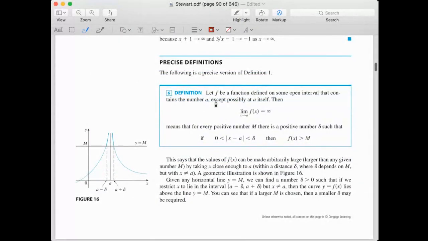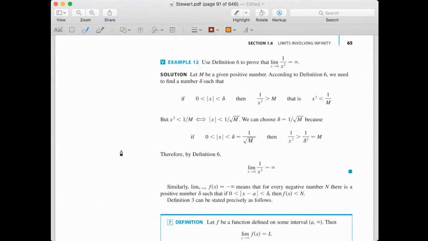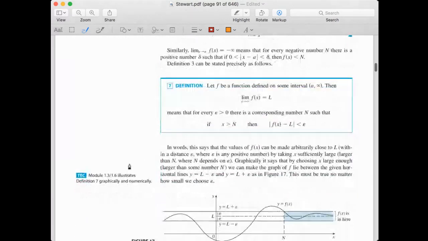Let's see these precise definitions. f is a function defined on some open interval that contains the number a, except possibly at a itself, so a may not be in the domain. Then the limit of f of x as x approaches a equals infinity. It's not that a is in the domain; it creates vertical asymptotes like this. We're not going into the delta epsilon ideas.